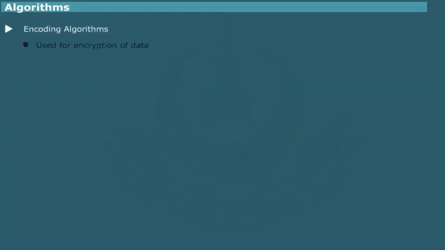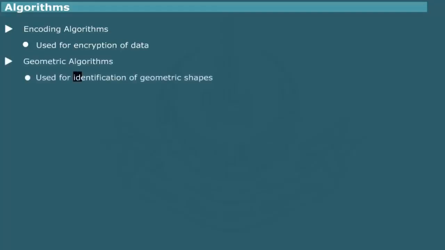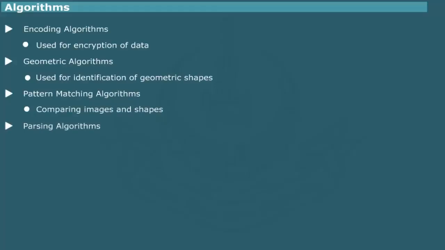Encoding algorithms are used for encryption of data in secure transmission and exchange of sensitive data. Geometric algorithms are useful for identification of geometric shapes. Pattern matching algorithms are meant for comparing images and shapes. Parsing algorithms are designed to identify different programming constructs by the compilers.